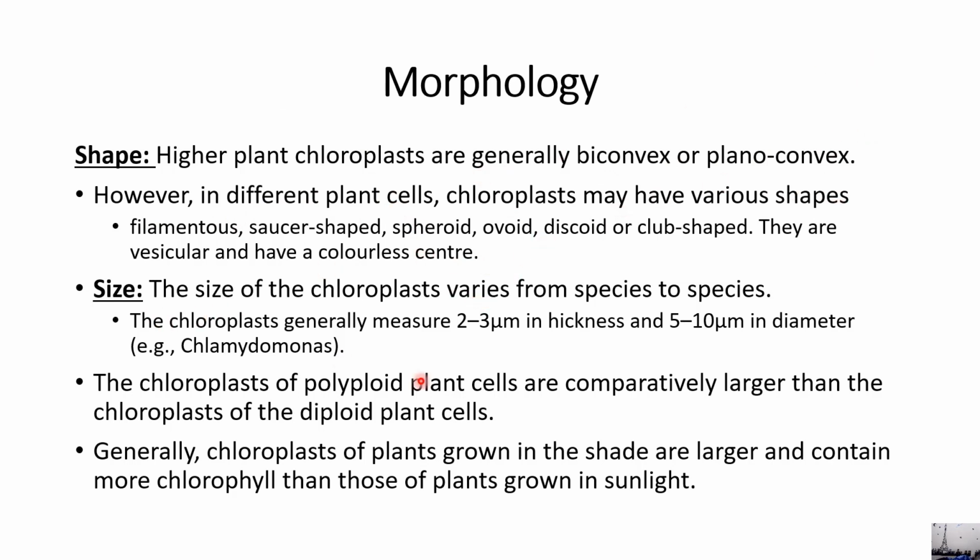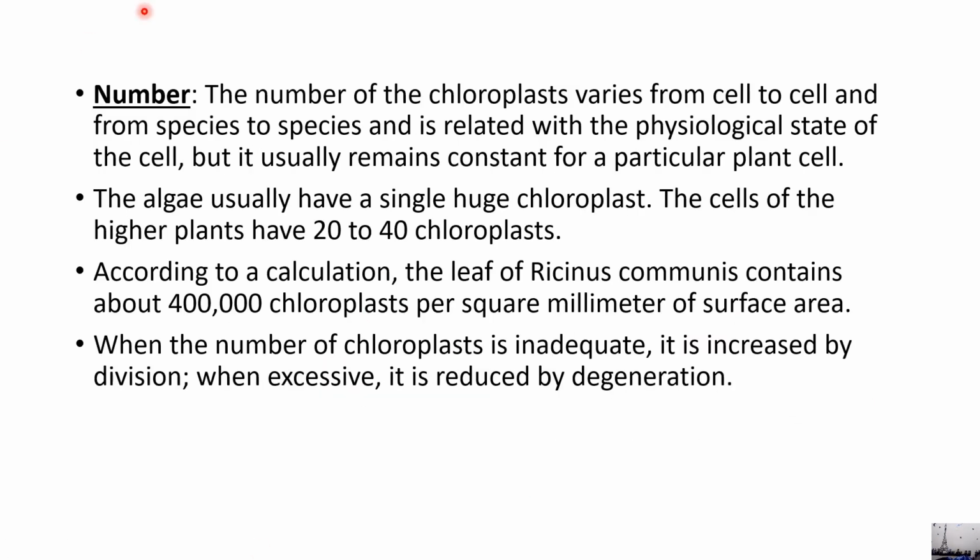The size of the chloroplast varies from species to species, and the chloroplasts of polyploid plant cells are comparatively larger than those of diploid plant cells. Generally, the chloroplasts of plants grown in the shade are larger and contain more chlorophyll than those of plants grown in sunlight. The number of chloroplasts varies from cell to cell and from species to species and is related to the physiological state of the cell, but it usually remains constant for a particular plant cell.